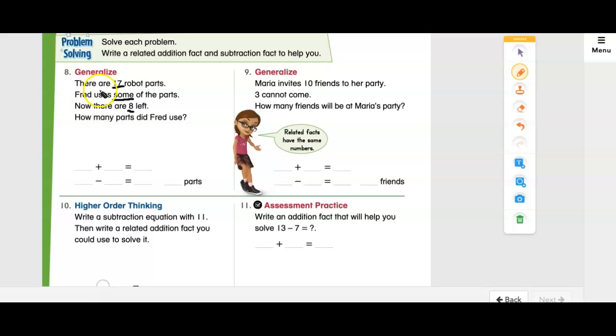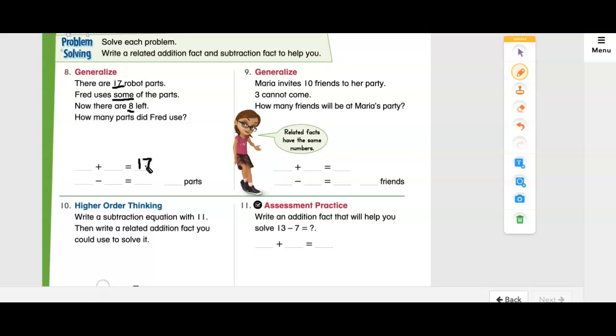Says there are 17 robot parts. So there are 17 robot parts total. So I'm going to write 17 at the end of our addition problem because we know our answer will equal 17, because that is our whole.